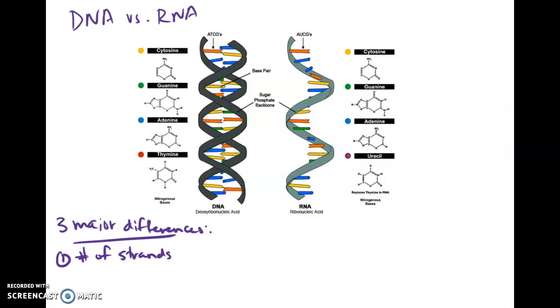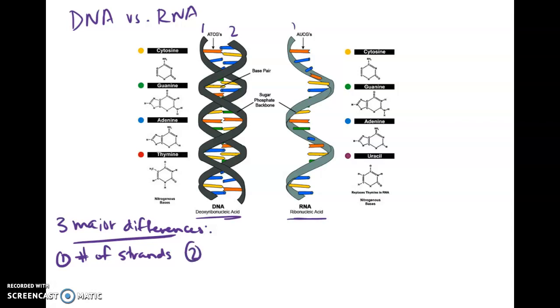So with DNA, which is on the left, and RNA is on the right. With DNA, we have 2 strands, which makes sense because DNA is known as a double helix. And then for RNA, we just have 1 strand. So that would be the first difference.